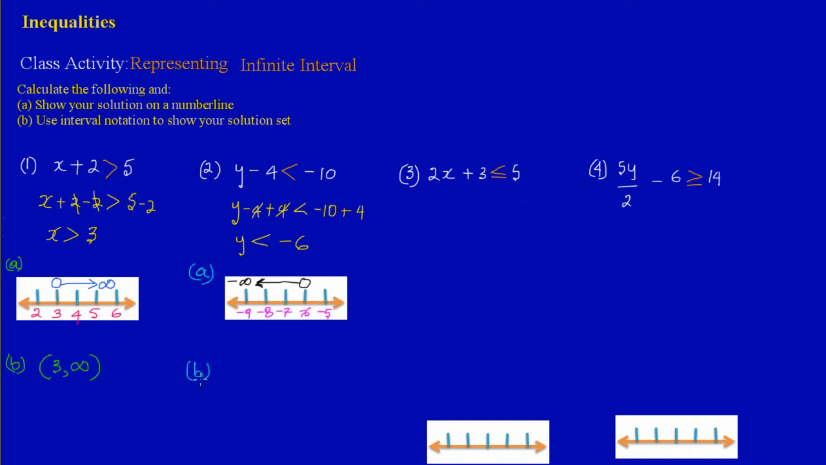In part B, we're asked again to write this information in interval notation. So y is less than negative 6. Since I'm going to negative infinity, I'm going to open my parenthesis, put my negative infinity sign, comma, put my negative 6, my boundary, and I'm going to close my parenthesis. Okay, and that's it. It's that easy.